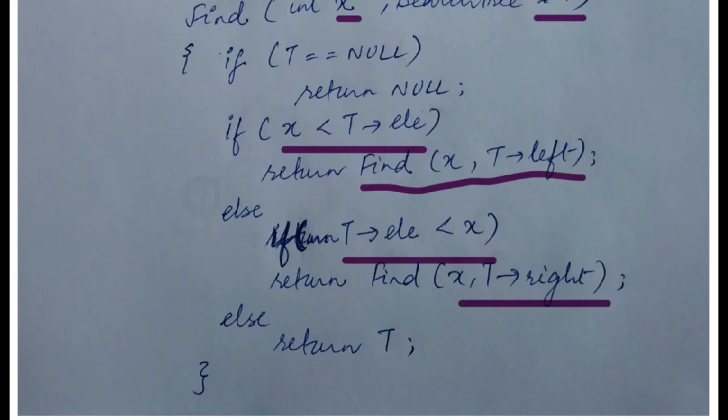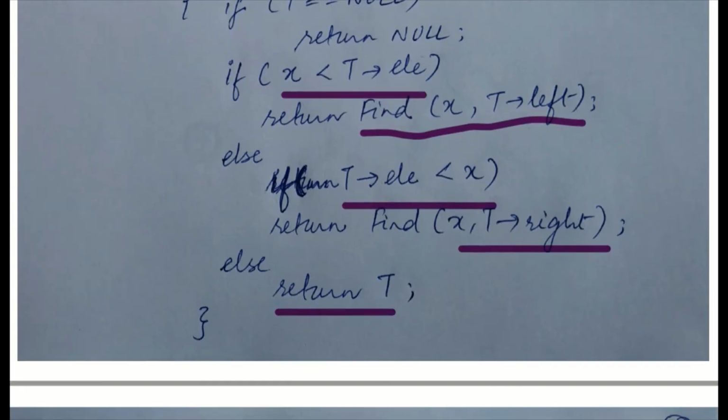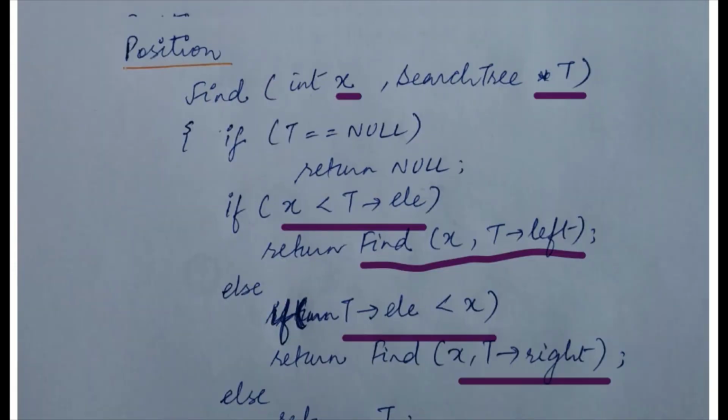And if it's neither less nor greater than, then that means it is equal to, because there are no repetitions in case of a binary search tree. If 6 is not less than 6 or greater than 6, which means it is equal to 6, so we are returning the node address in which 6 is present. We're not returning 6 here. So we're returning a pointer.